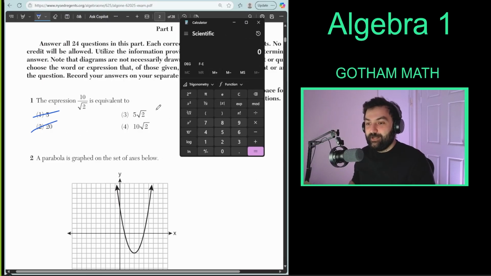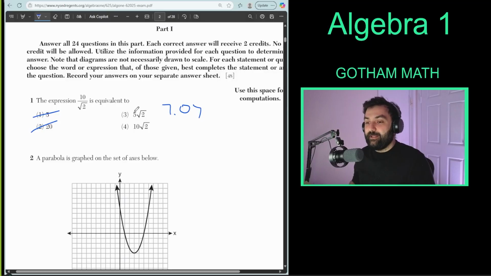That's all you have to do. You're literally going to do 10 divided by, then put parentheses, put 2, put the radical there, close the parentheses and press equals. You get 7.07. Write it down. Now all you have to do is multiply 5 times radical 2 and 10 times radical 2, and the one that gives you 7.07 will be the answer. Hint, hint, it's most likely going to be 3, because 10 times anything higher than 1 is going to be 10 plus. So it's going to be 3, not even a doubt. So let's see.